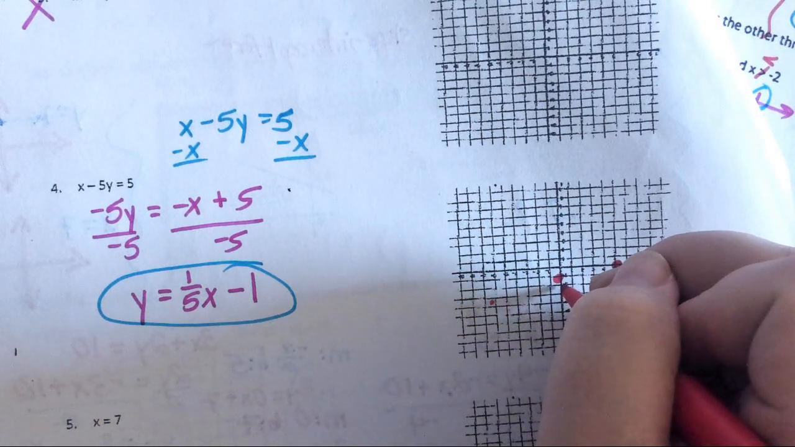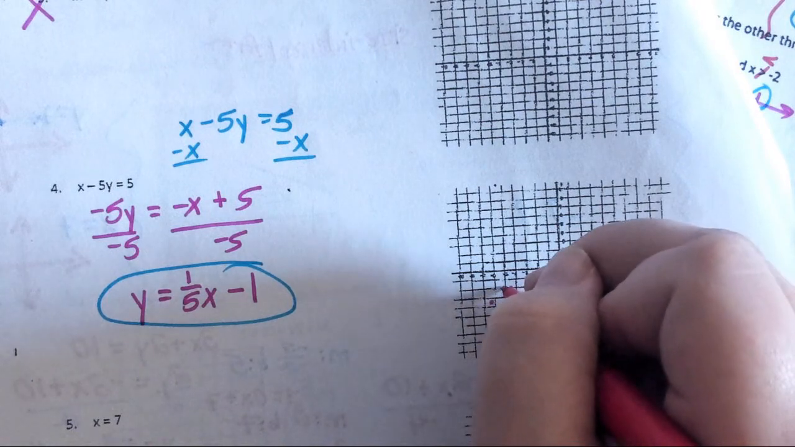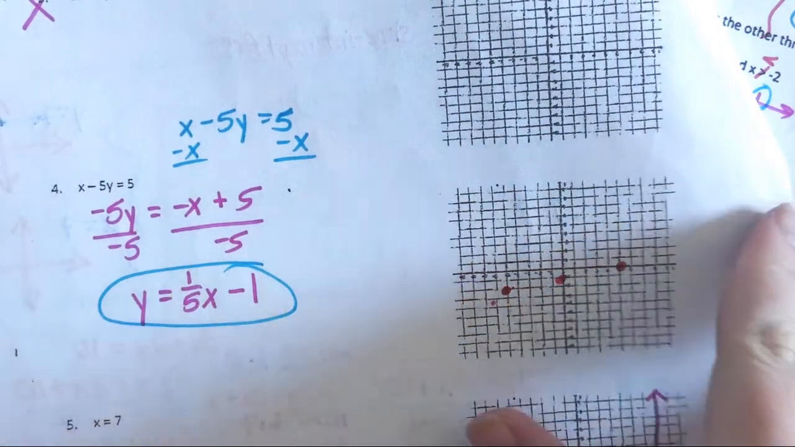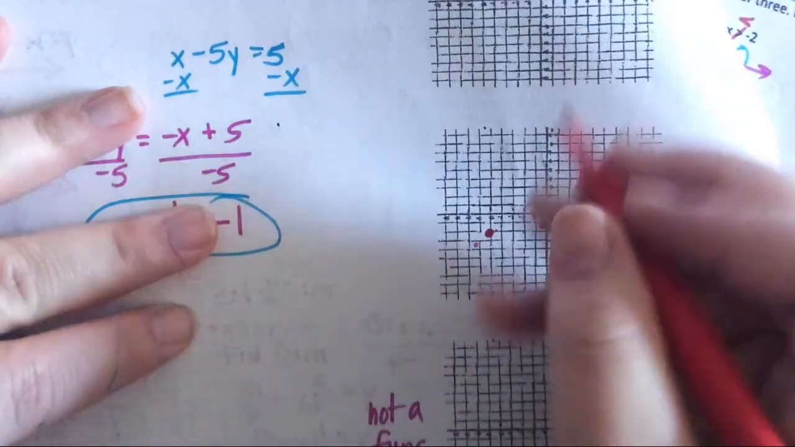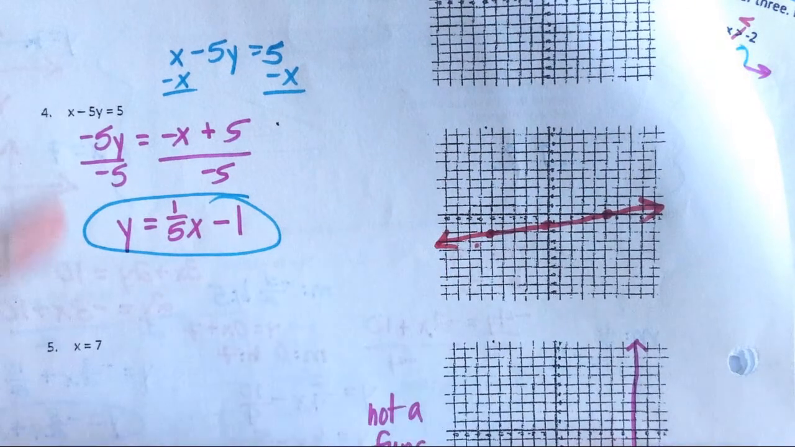Okay, down 1, not over 5, down 1 to the left 5. 1, 2, 3, 4, 5. And then this one's terribly annoying because there's not enough room to put more than just those 3 points. So we're going to have to say that's good enough today, people. Yay, my line.